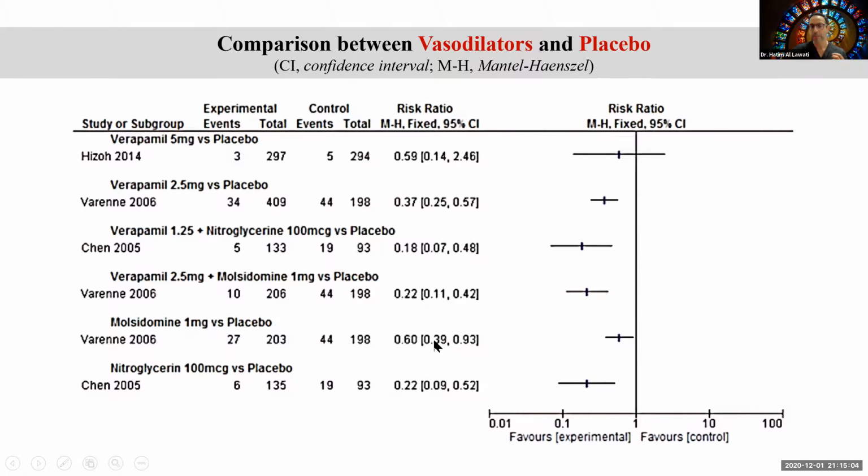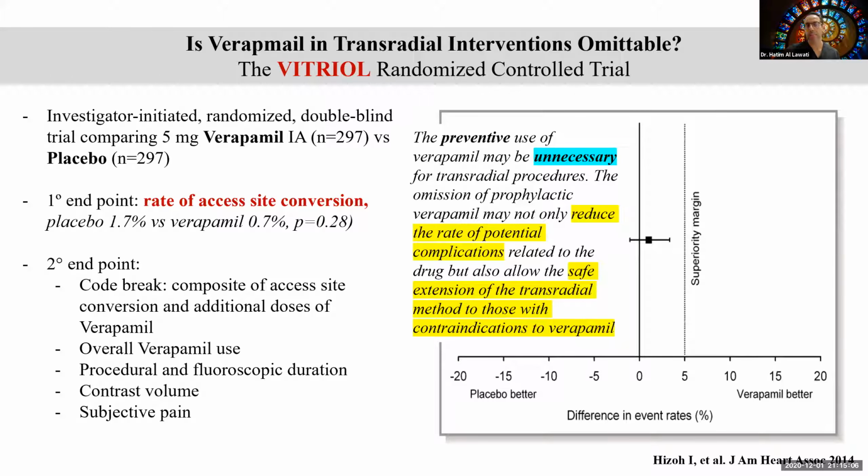The first study was an investigator-initiated randomized double-blind trial that compared 5 milligrams of intra-arterial verapamil to placebo. There were nearly 600 patients enrolled in the trial and randomized 1-to-1 to verapamil versus placebo. The primary endpoint was the rate of access site conversion, which was numerically higher in the placebo group, but the difference did not reach statistical significance. There were a number of secondary endpoints that were pre-specified and that ended up being similar in both treatment groups, except obviously for overall verapamil use, which was understandably higher in the verapamil treated group.